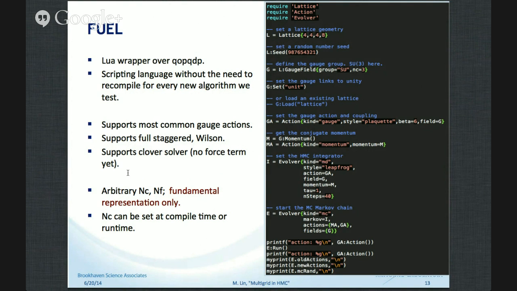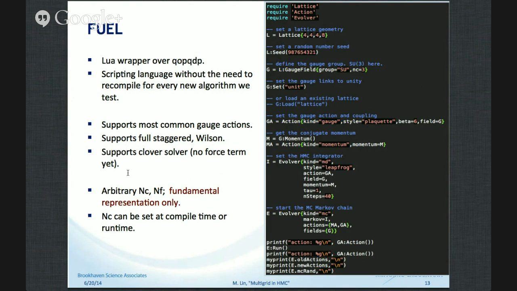And actually the big advantage of Fuel is that it is written such that it supports an arbitrary number of colors and arbitrary numbers of fermions. It started out as a package for beyond standard model simulations, but right now I think it can be quite useful for QCD simulations as well. So NC can be set at compile time or runtime, which is very useful for people who want to explore different gauge groups.